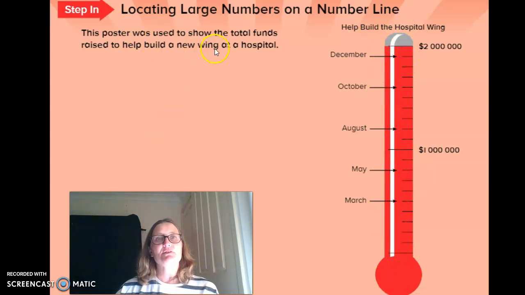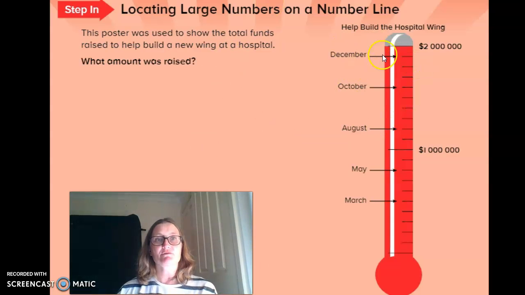This poster was used to show the total funds to help build a new wing at a hospital. So we can look at the information we've got here so far. How much money was raised? Well, we can see very clearly that $2 million was raised. I know it's $2 million because it's a 7-digit number. We can see that they passed 1 million, so we know that we've got our 0 down here on our number line. What does each mark on the poster represent?